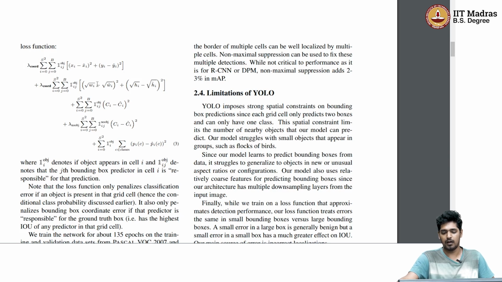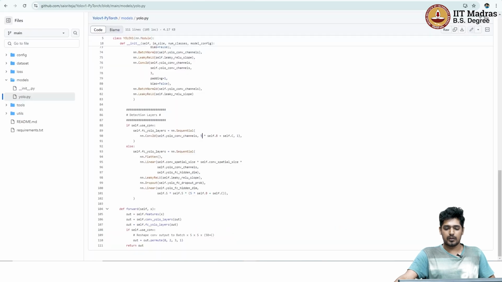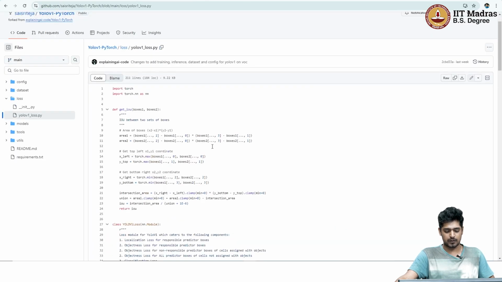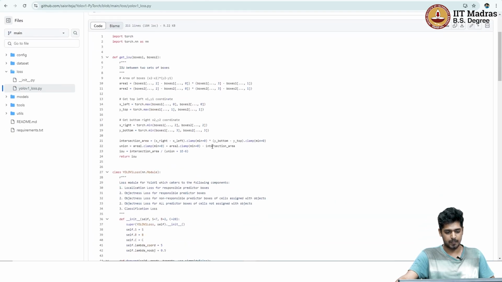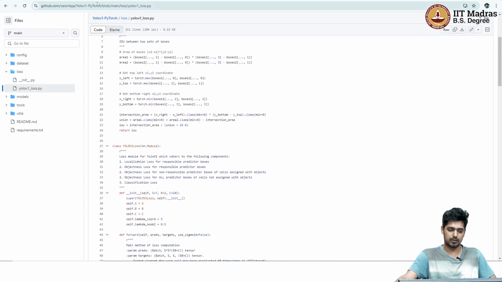For larger ones the error is not too much, but for smaller ones it is too much. So we need to tackle such kind of things. The square root is used over there. Yeah. Further going ahead, I'm using up the loss functions, and this is kind of the math.